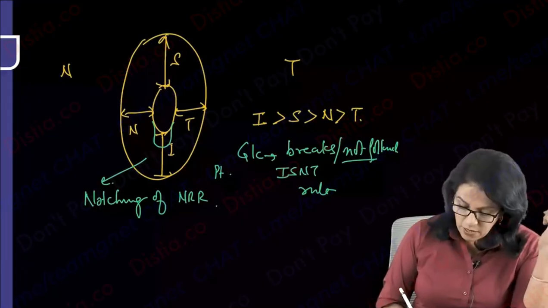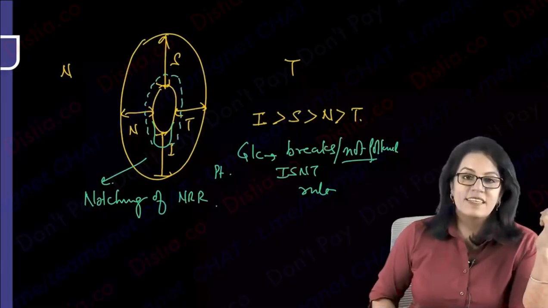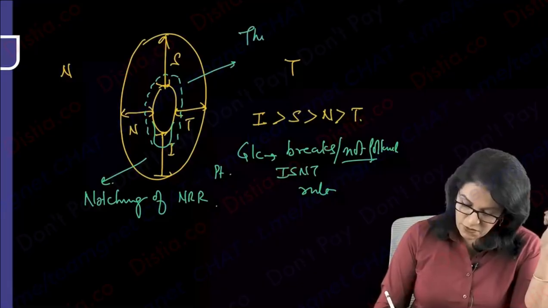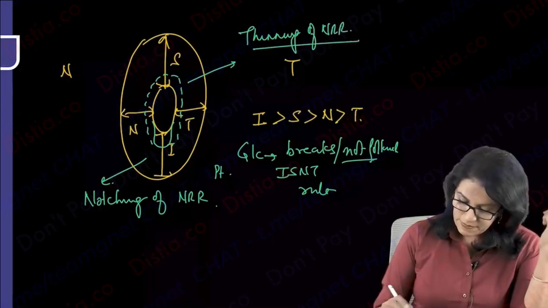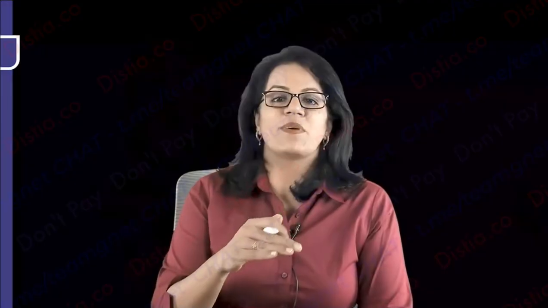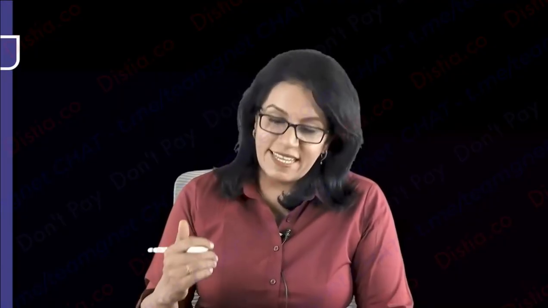And slowly now, when the whole of the cup is involved, now we call it thinning. This stage becomes thinning of the neuroretinal rim. Right? And also remember that it is the inferior arcuate fibers which are damaged first. That is why we have shown inferior notching like this. Now, this stage is thinning, and then what happens next?